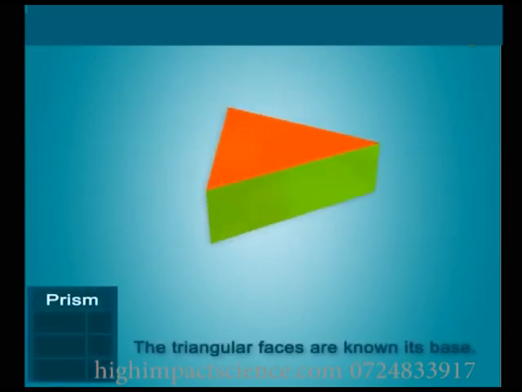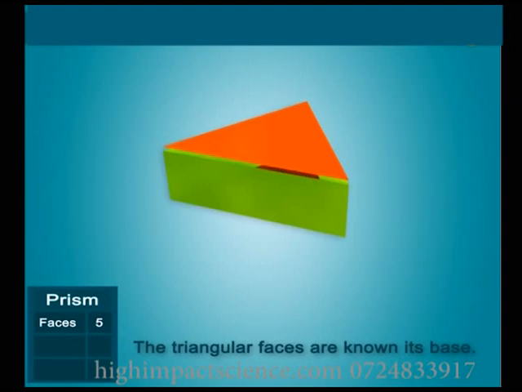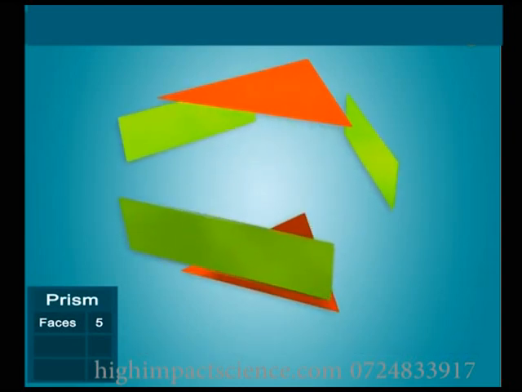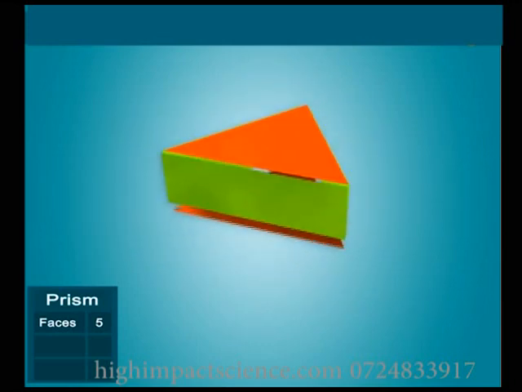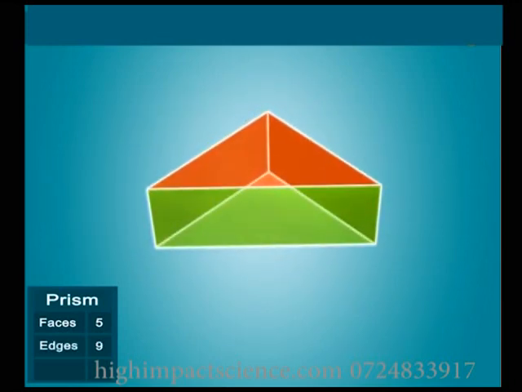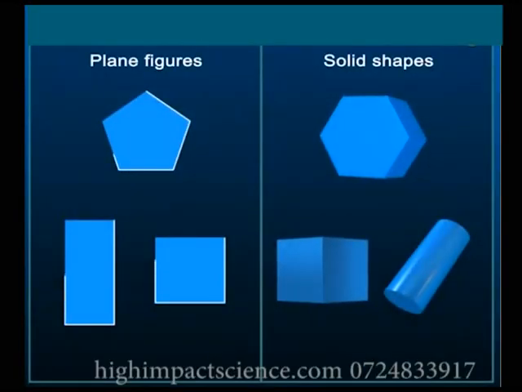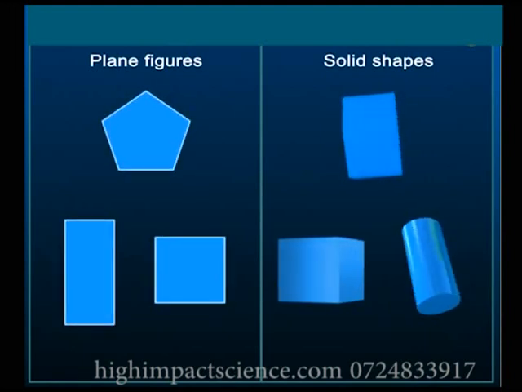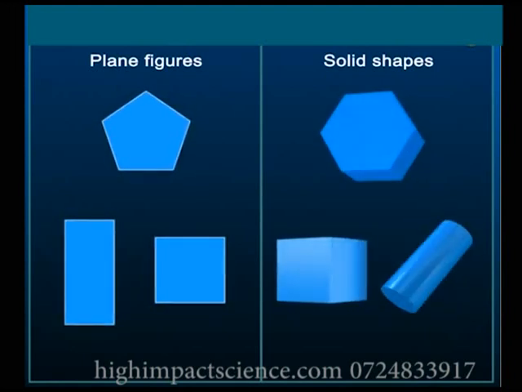A triangular prism has 5 faces: a top and a bottom triangle, and 3 rectangular faces. It has 9 edges and 6 vertices. While plane figures with straight edges are called polygons, solids with flat faces are called polyhedrons or polyhedra.